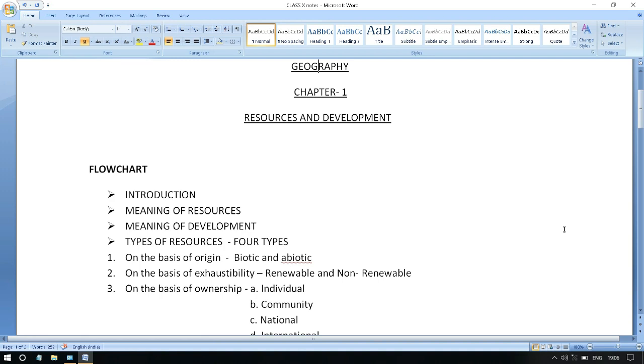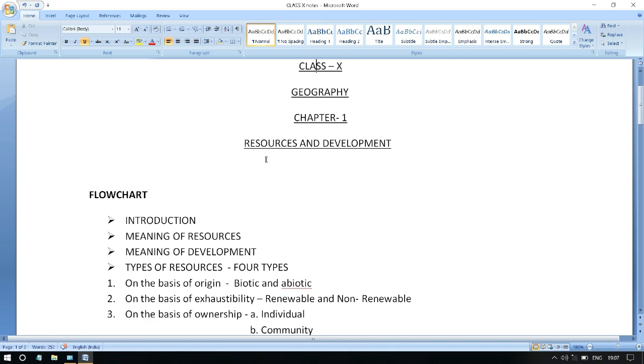Now the next heading we have, as you can see, is the meaning of resources. This chapter contains two key words, resources and development. So first of all, it is very important to understand the meaning of each and every word, and both the words are connected to each other, so the meanings are also connected. One thing I also want to tell you right now: all the words have different meanings, and we use the words in different fields. Suppose the word development, in the terms of geography, has a different meaning.